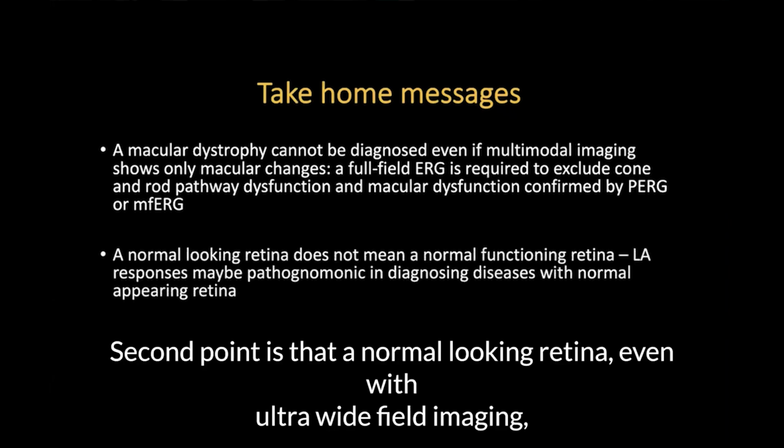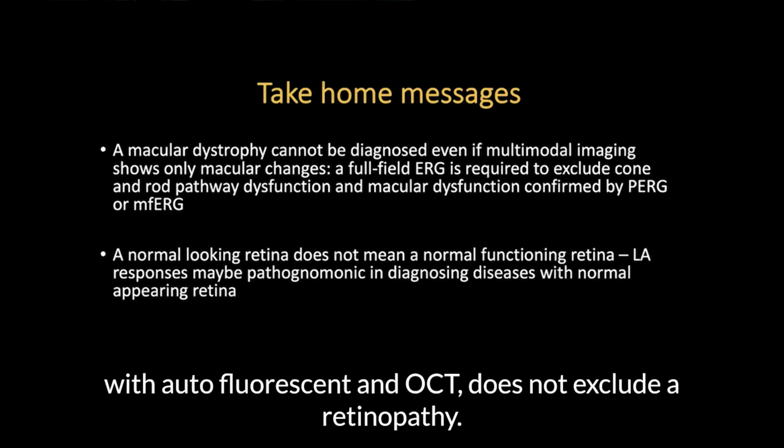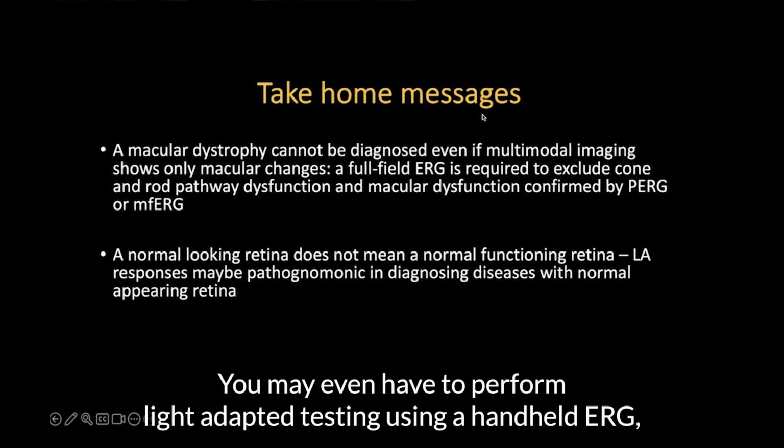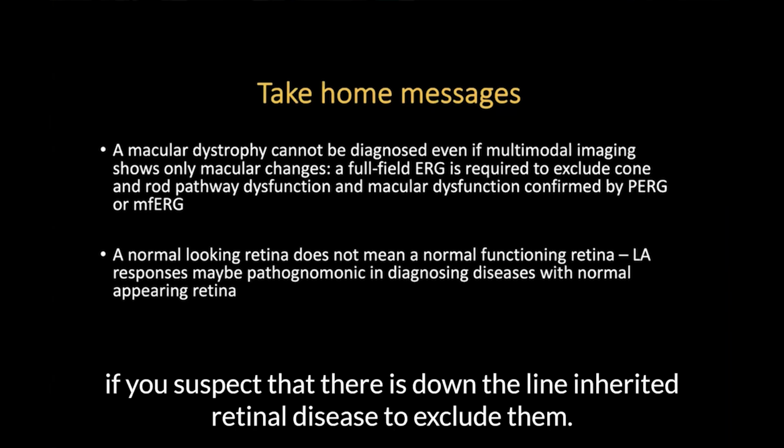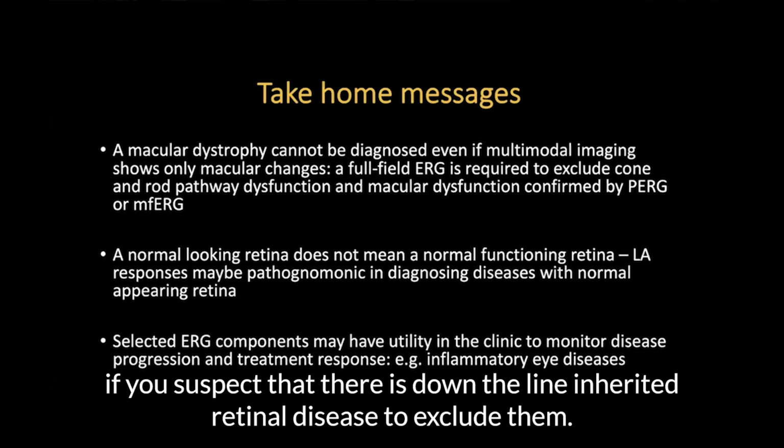The second point is that a normal looking retina, even with ultra wide field imaging, with autofluorescence and OCT, does not exclude a retinopathy. You may even have to perform light adapted testing using a handheld ERG, or even putting them through the full ISCEV standard testing with the dark adapted testing if you suspect that there is underlying inherited retinal disease, to exclude them.